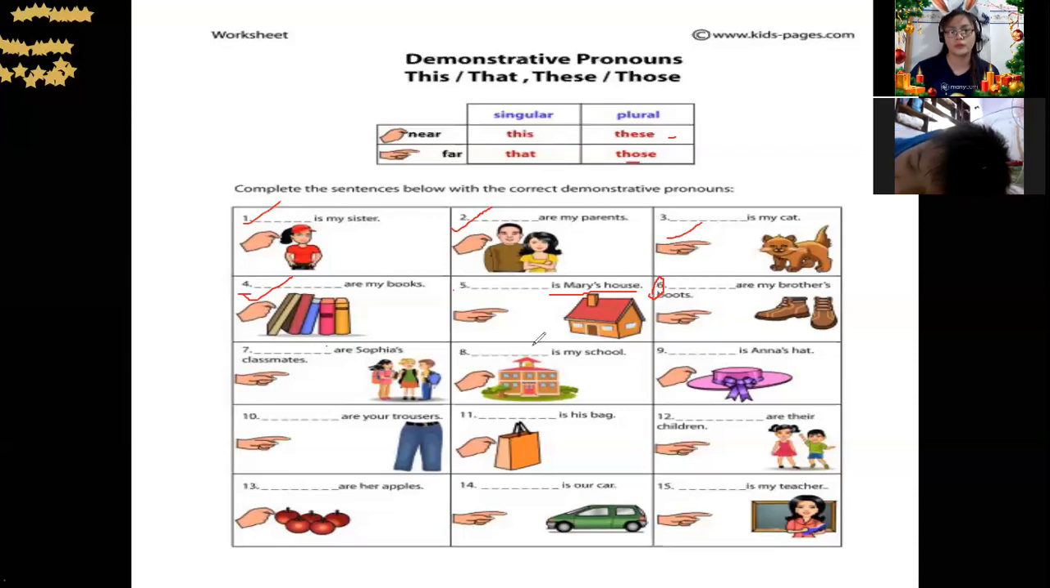This is toast. This? Number seven, your answer is this. Number six. So this is toast. Okay, number eight. Is this. Number nine.